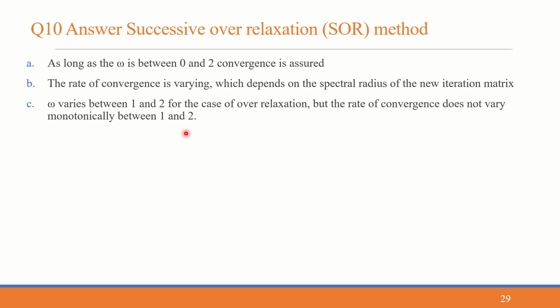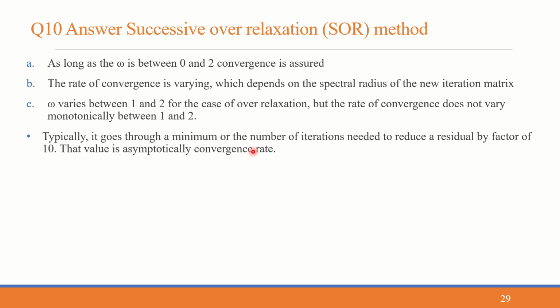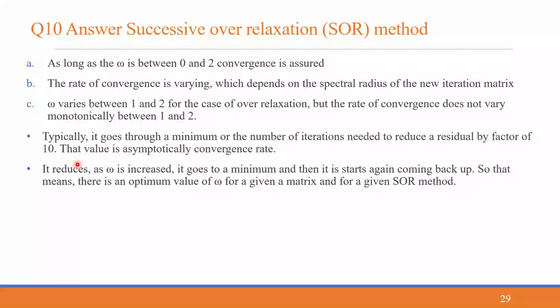So that is false. And typically it goes through a minimum in the number of iterations needed to reduce a residual by a factor of 10. That value is asymptotically the convergence rate. It reduces as omega is increased, goes to a minimum and then starts coming back. So I mentioned it as increases and then decreases, but yeah, it is false. It decreases and then increases. So that means there is an optimum value of omega for a given matrix and for a given SOR method.